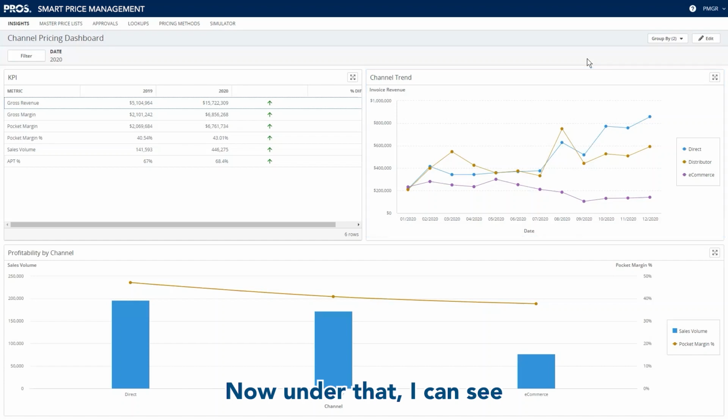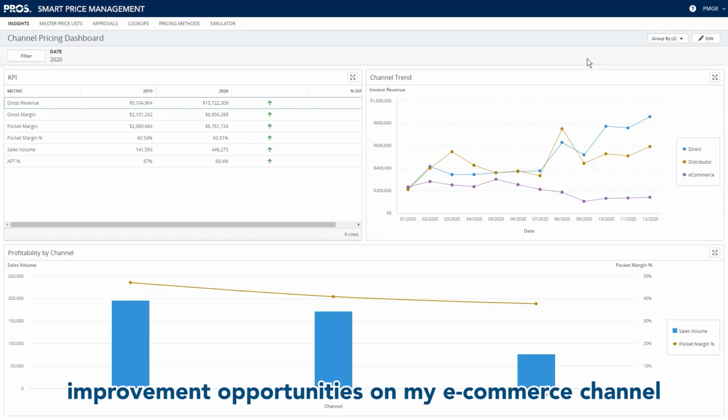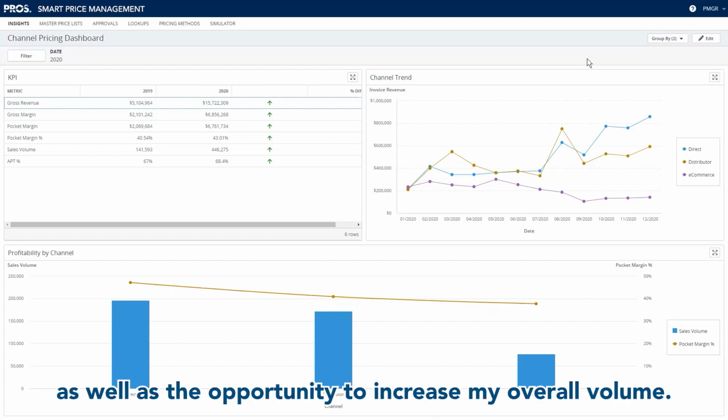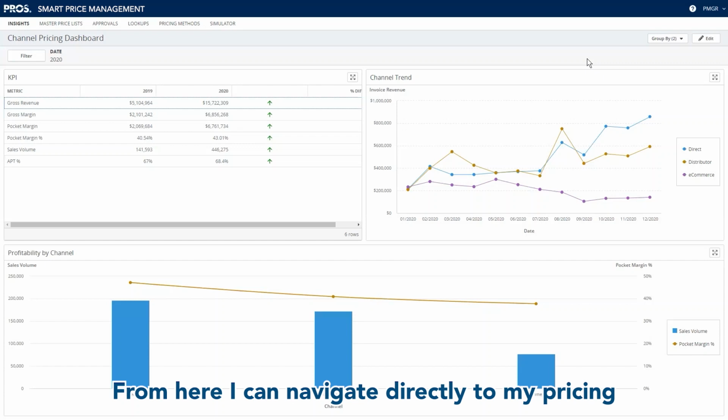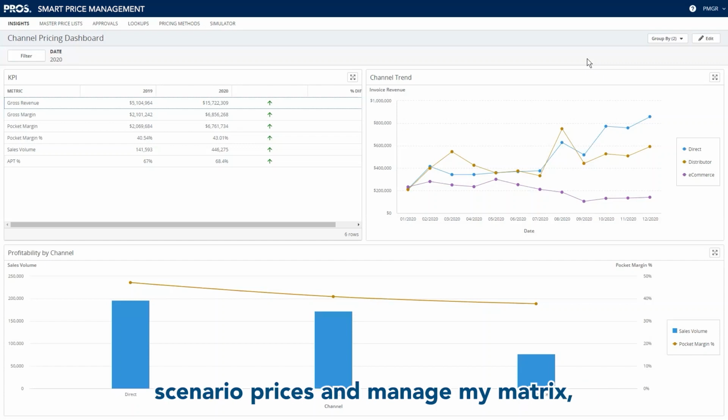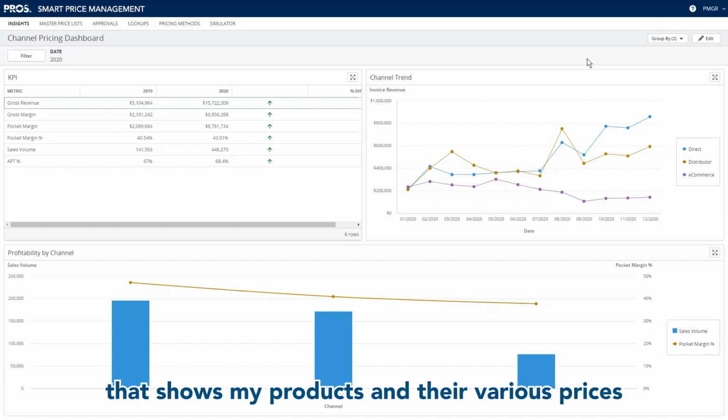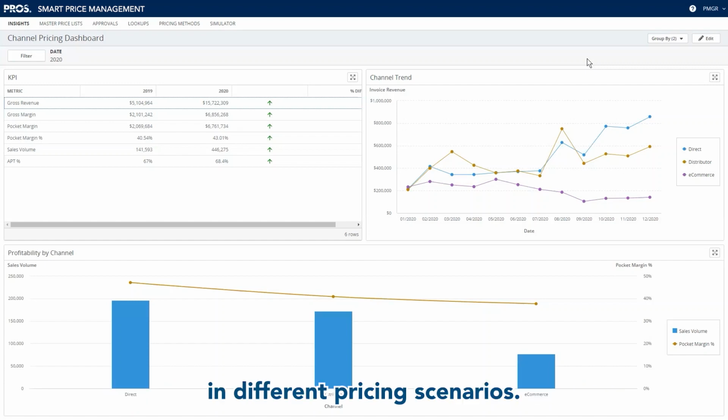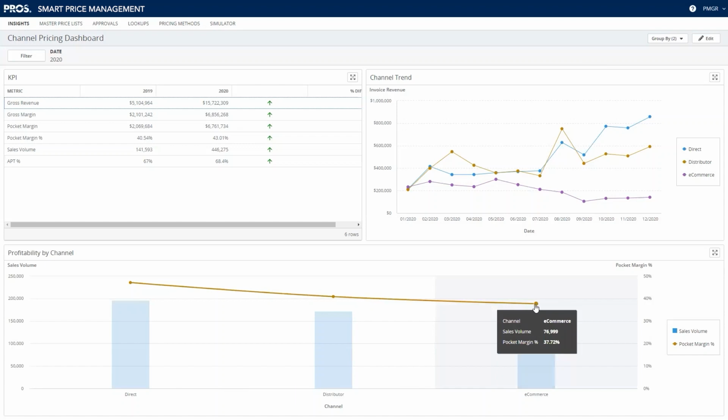Now, under that, I can see there are still quite a bit of margin improvement opportunities on my e-commerce channel, as well as the opportunity to increase my overall volume. From here, I can navigate directly to my pricing scenario price list and manage my matrix, which is just a simple price list that shows my products and their various prices in different pricing scenarios.